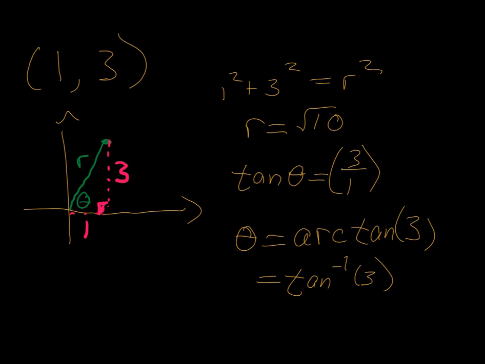So our coordinates of this point would be square root of 10, comma, inverse tangent of 3. That would be the exact value. You get a calculator out, you could find the approximate angle or radian measure. Arctangent of 3 would be the exact.